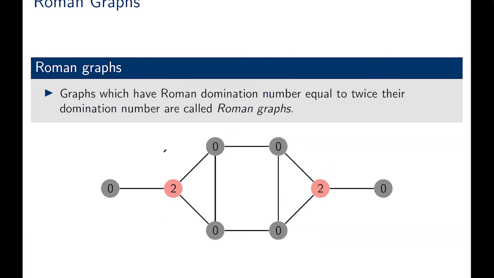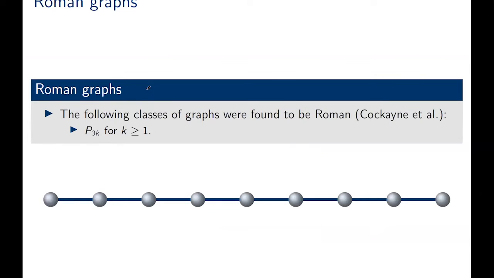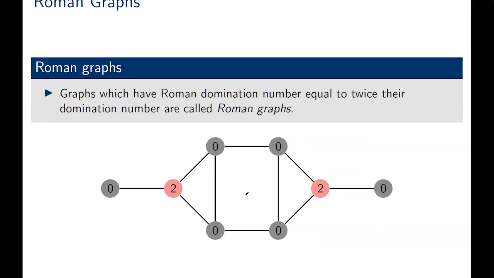Okay. Graphs which have Roman dominating function equal to twice their domination number are called Roman graphs. So the graphs in which we have equality in the upper bound have their special name, because it's not so straightforward to characterize those graphs. That's why people gave them a special name, Roman graphs. So for example, this graph on this picture is Roman. What are other classes of Roman graphs?